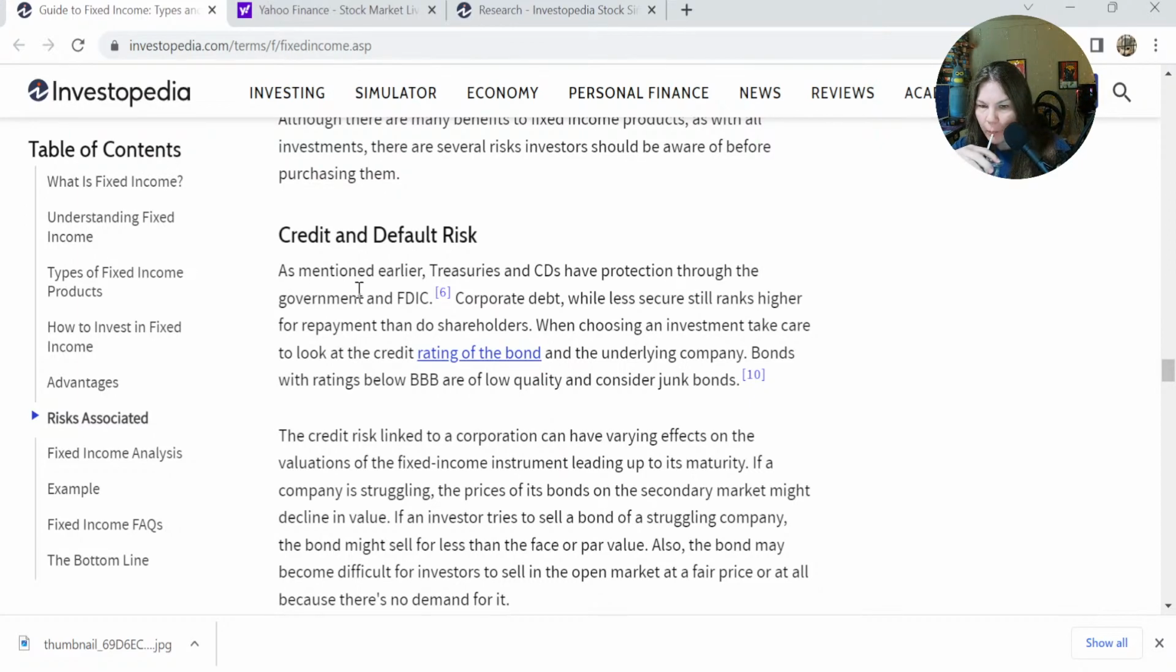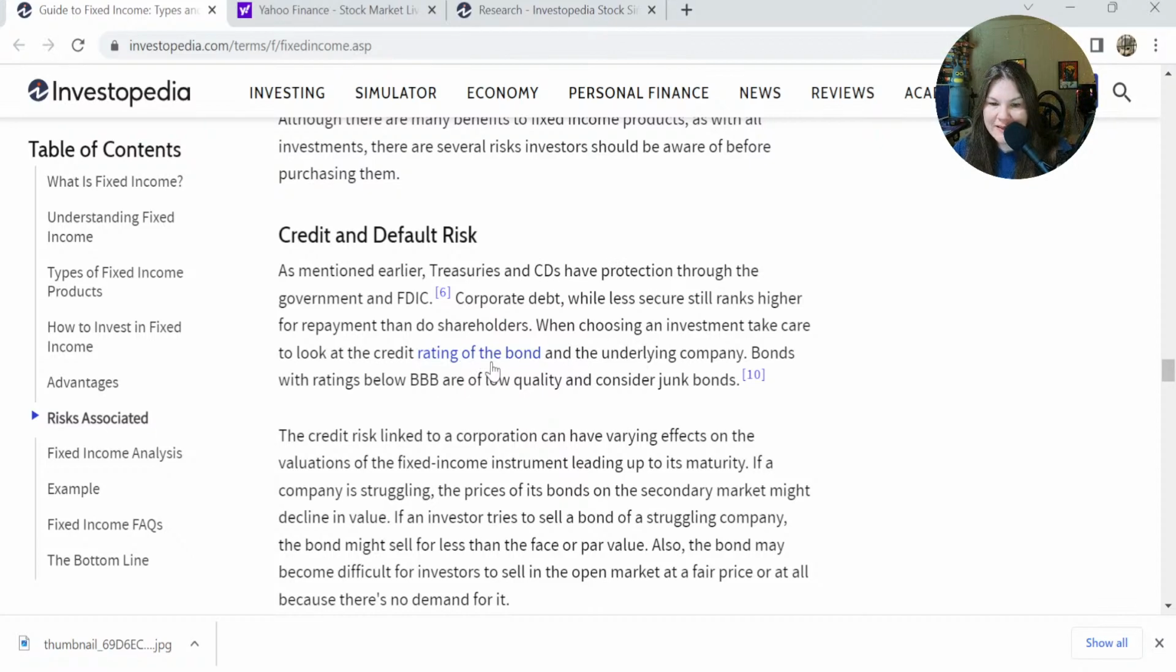As mentioned earlier, treasuries and CDs have protection through the government and FDIC. Corporate debt, while less secure, still ranks higher for repayment than do shareholders. So if they go into bankruptcy, bonds get paid before shareholders.